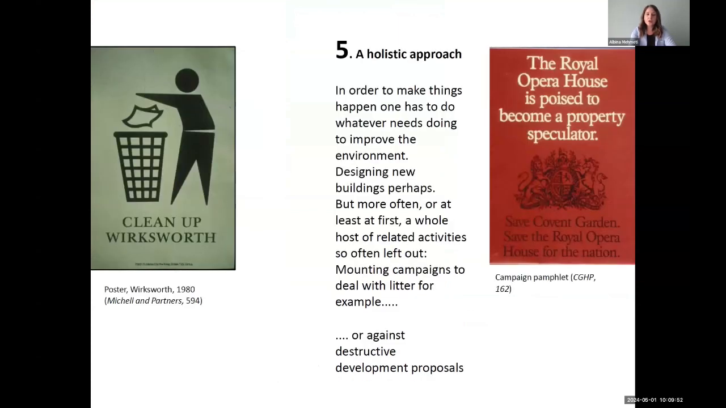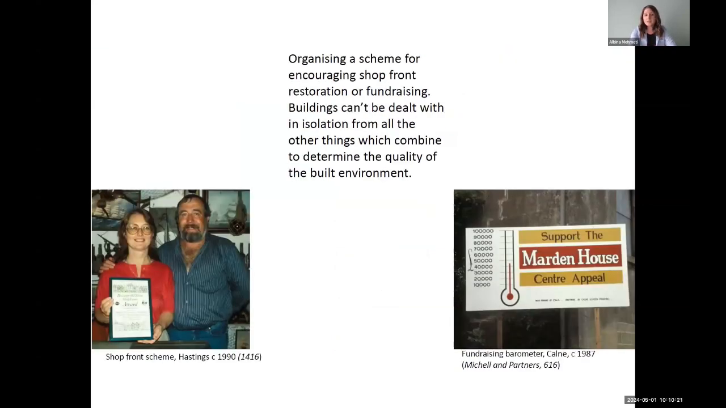The fifth point is the holistic approach. In order to make things happen, one has to do whatever needs doing to improve the environment. So designing new buildings, perhaps, or more often, a whole host of related activities, so often left out, such as mounting campaigns to deal with litter, for example, or against destructive development proposals, or organizing a scheme for encouraging shop front restoration and fundraising.